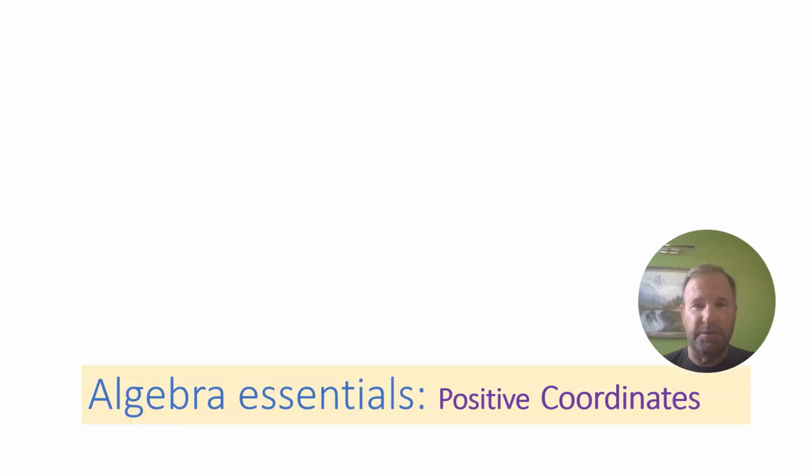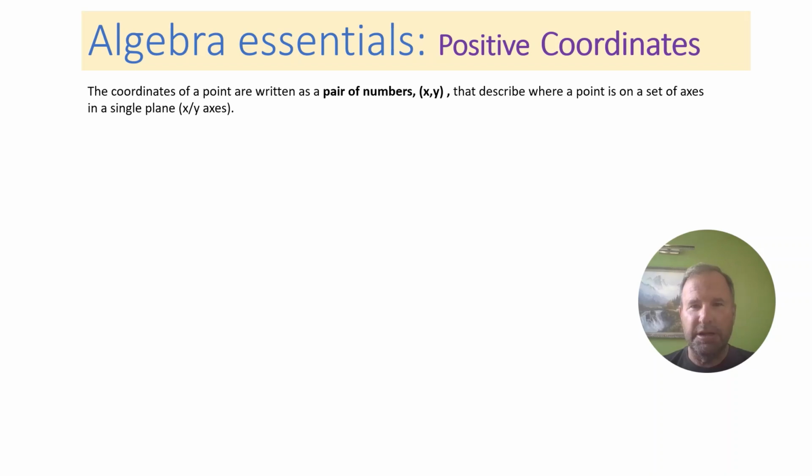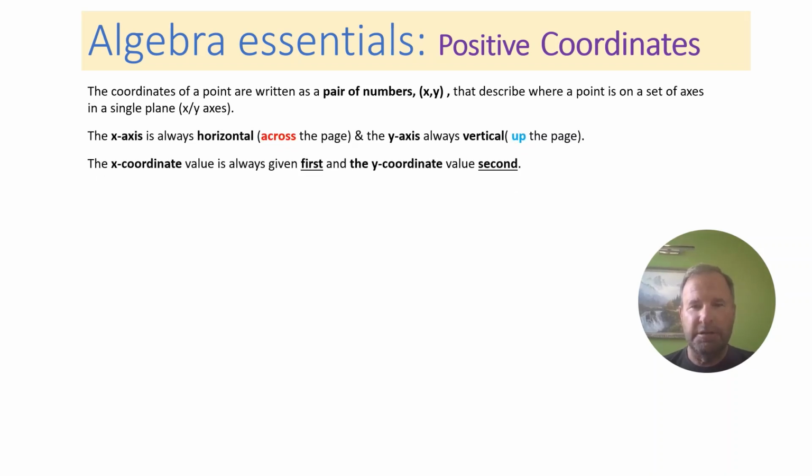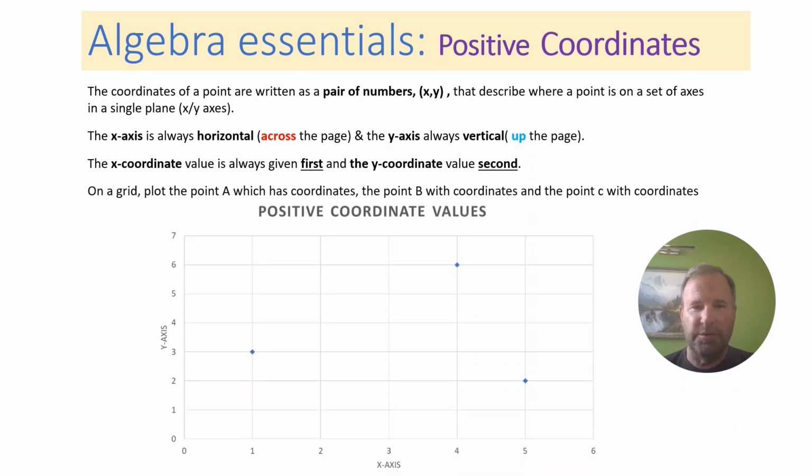We're going to look at positive coordinates. So let's begin. If we're looking at a point on a number plane, we know that across the horizontal axis it's called the x coordinate, and the vertical axis we call the y coordinate. So we're looking at a grid here.